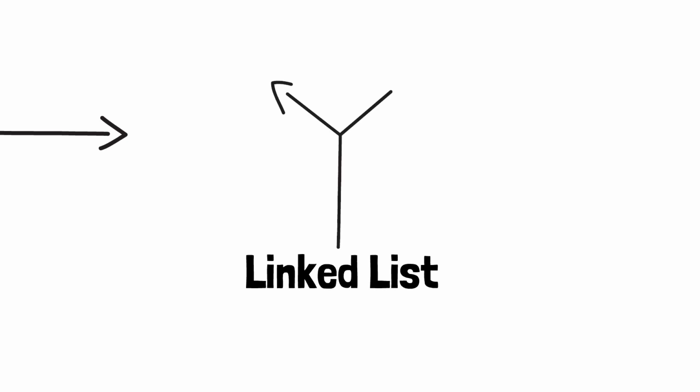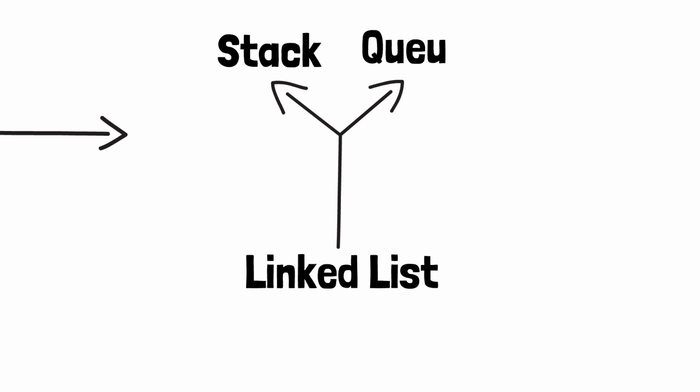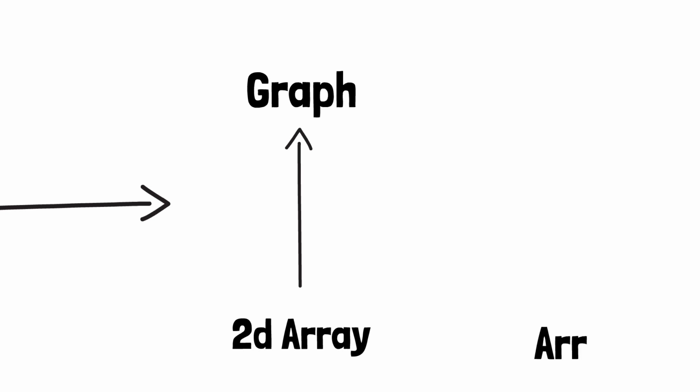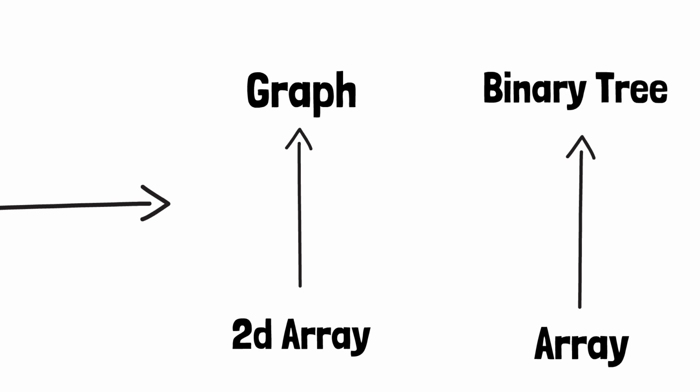There are many other examples of abstract data types relying on some underlying structure. For example, the stack and queue abstract types can both be implemented by a linked list. As you know, a queue behaves differently from a stack, even though their underlying structures are the same. The difference lies in the methods implemented on that linked list. A graph can be implemented using a 2D array, also known as a matrix, and a binary tree can be implemented using an array as well.